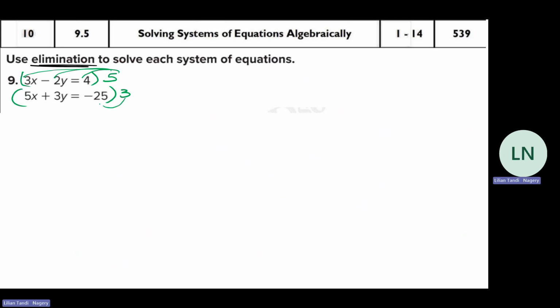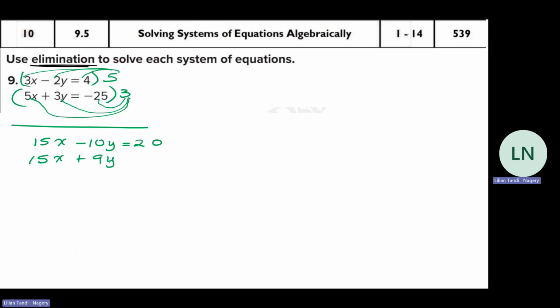And then this here, I'll do distributive property. Okay. All right, let's continue. This is 15x minus 10y equals to 20. 15x plus 9y equals to negative 75.